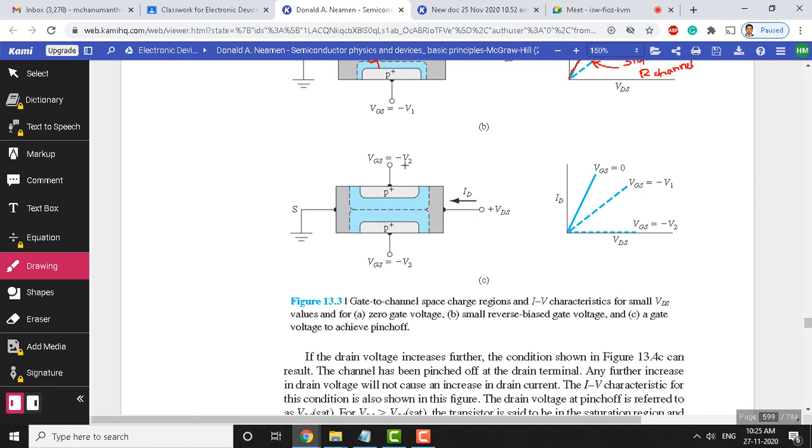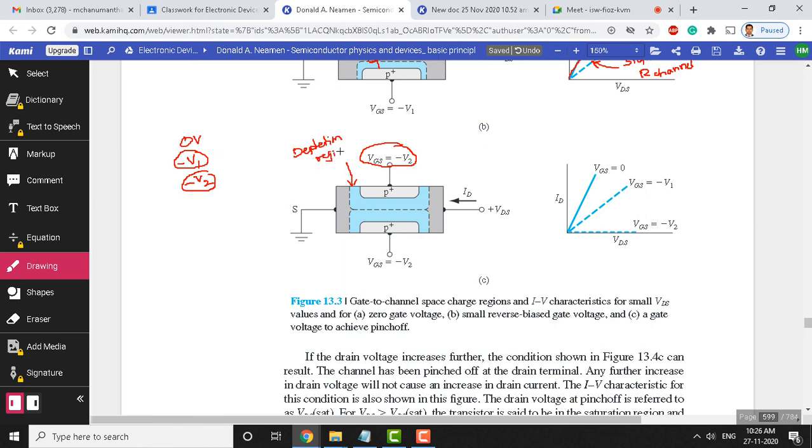So, when the gate to source voltage is further increased, you can see here, this is a gate source voltage which is minus V2. So, here we have started with VGS as 0 volts, minus V1, minus V2. V2 is more negative than V1. Therefore, the more negative voltage you apply between the gate and source, you can see now the depletion region has been widened, it has occupied the entire channel. So, this is the depletion region.